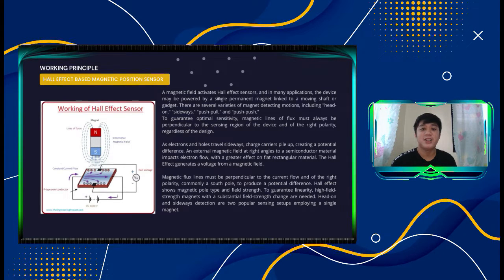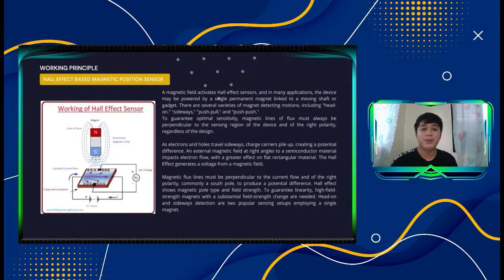sensing movements. For every type of configuration, to ensure maximum sensitivity, the magnetic lines of flux must always be perpendicular to the sensing area of the device and must be of the correct polarity.